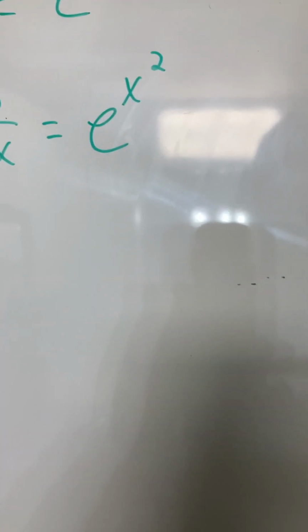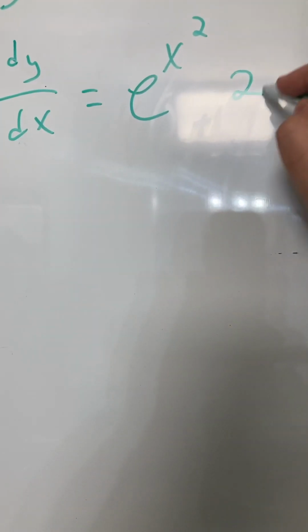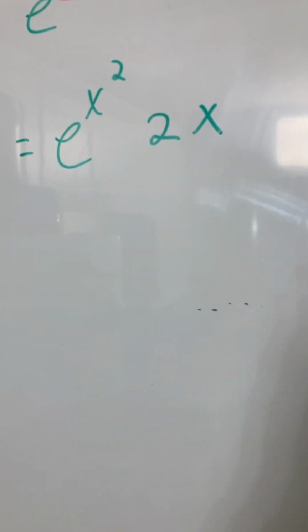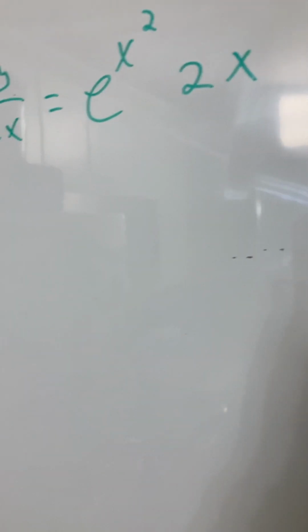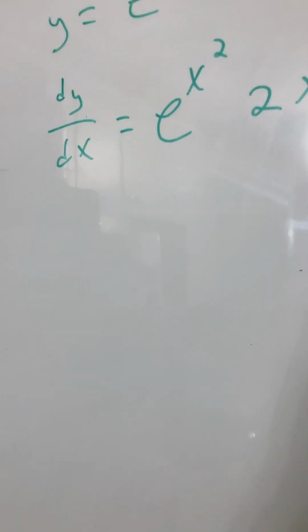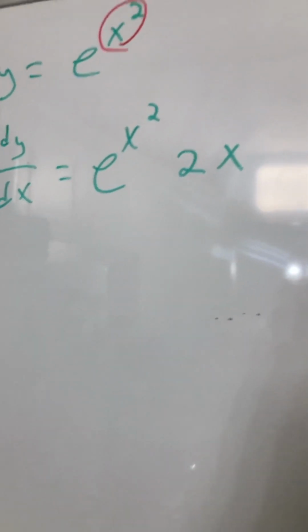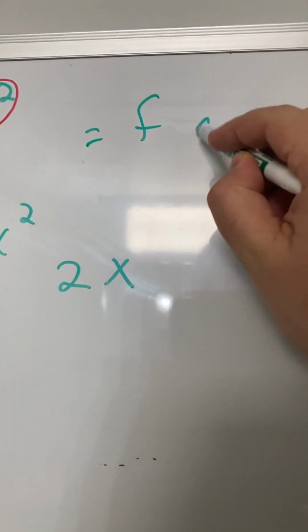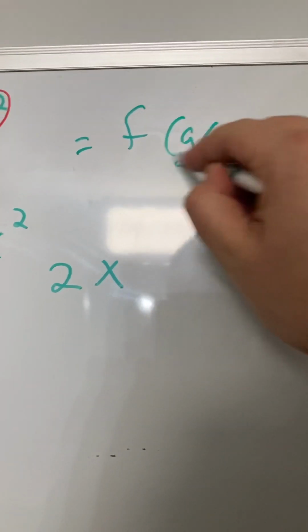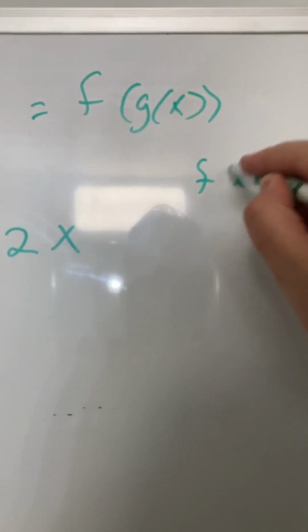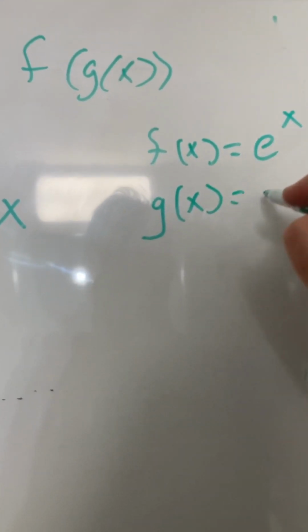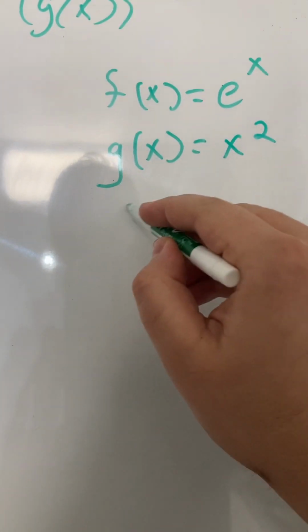We've got e to the x squared. We have to multiply that bad boy by 2x, right? Because x squared is the internal function. In my class, we have f of g of x. So a lot of my kids would sit here and say, oh, well, y equals f of g of x. And they might even go through and say f of x equals e to the x, g of x equals x squared. Ugh.